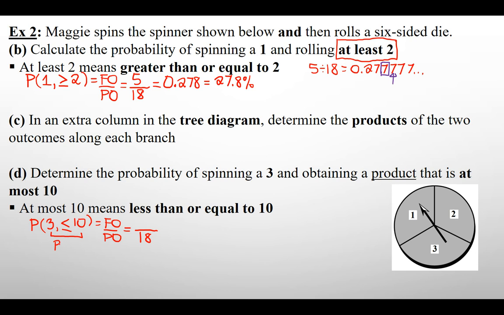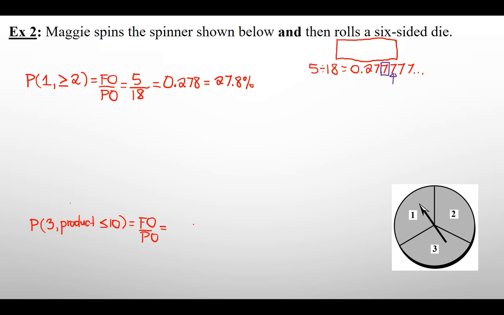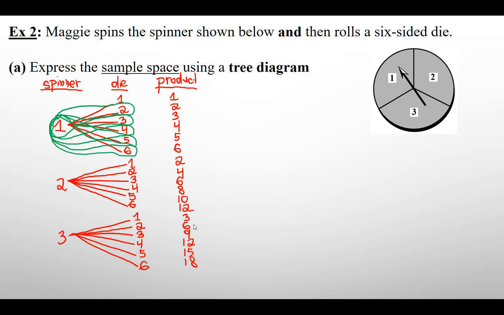So it's a product. Let's fix this up a little bit here. I'm actually going to erase it. Let's do this. Okay, so spinning a 3 and then getting a product that is less than or equal to 10. All right, so that's equal to your number of favorable outcomes divided by the number of possible outcomes. If I go back to the previous page, okay, I calculated 18 products. Okay, I did that 18 times. That's the number of possible outcomes.